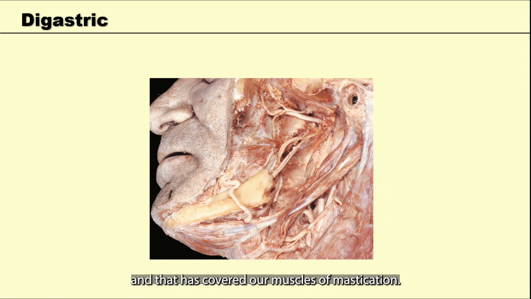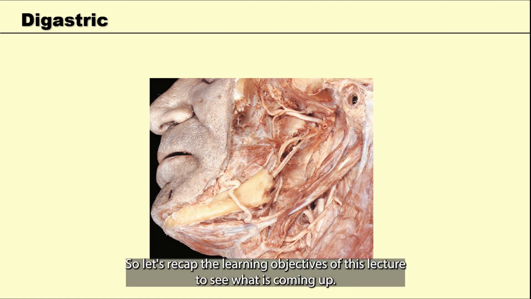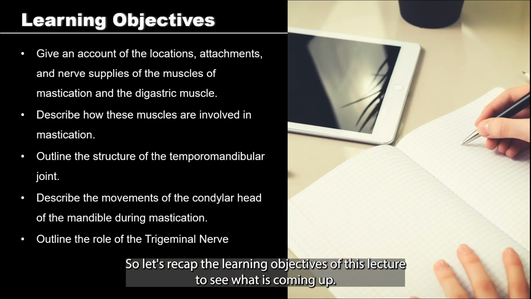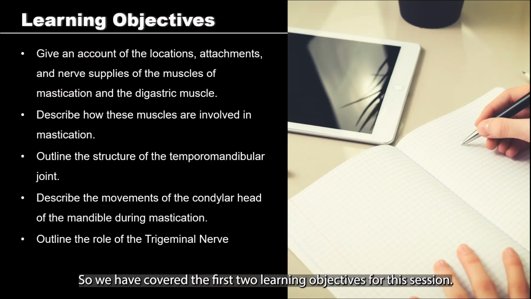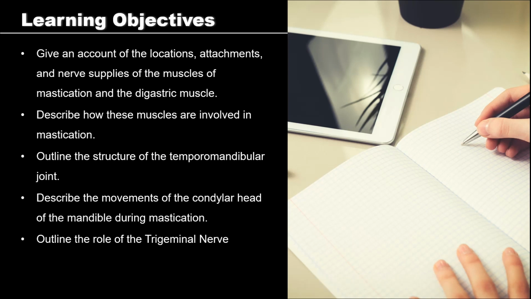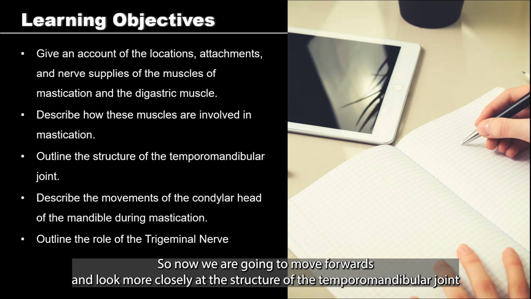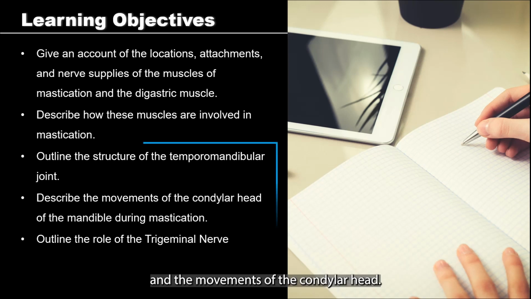And that has covered our muscles of mastication. So let's recap the learning objectives of this lecture to see what is coming up. We have covered the first two learning objectives for this session. So now we are going to move forwards and look more closely at the structure of the temporomandibular joint and the movements of the condylar head.